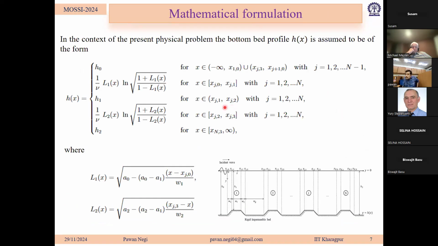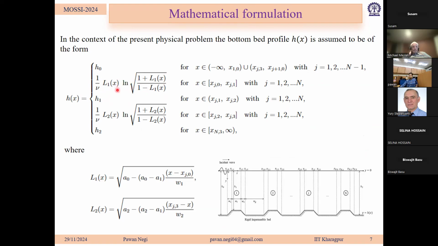Okay, now, here what we have done is we have chosen the bottom bed profile to be of such a fashion where over the flat seabed, the water depth is H0, H1, and H2. But coming to the front slope and the back slope region, we have this kind of bottom bed. Specifically, why this kind of bottom bed has been chosen is because then the surface gravity dispersion relation, omega square equals g k tanh kh, will lead to an exact solution if we consider this type of bottom bed.